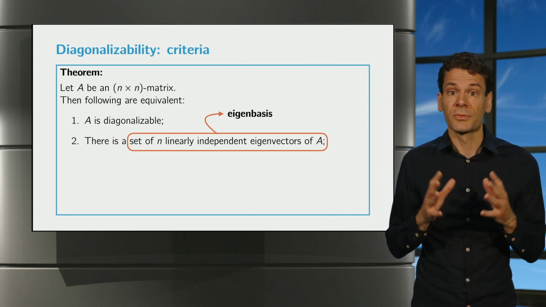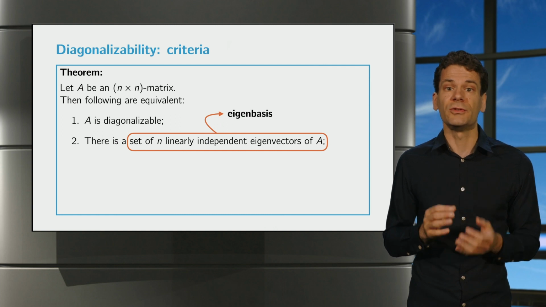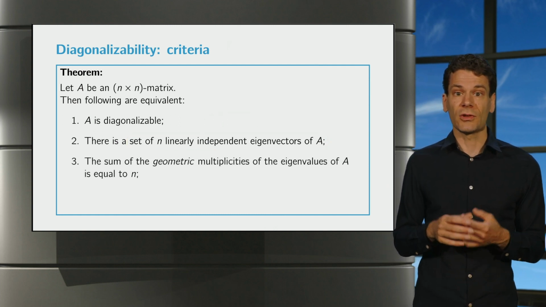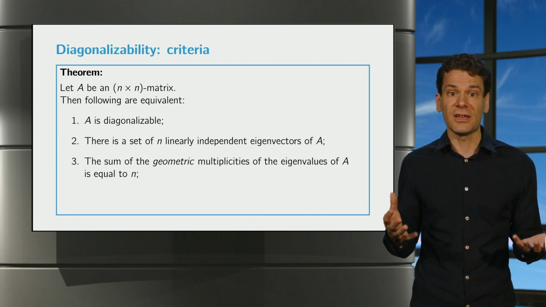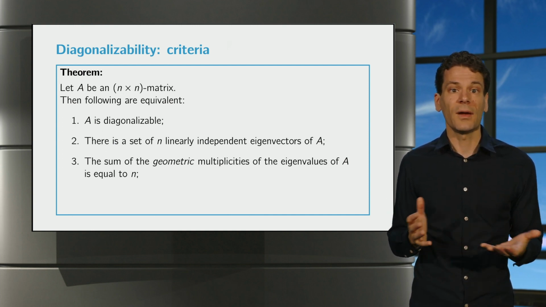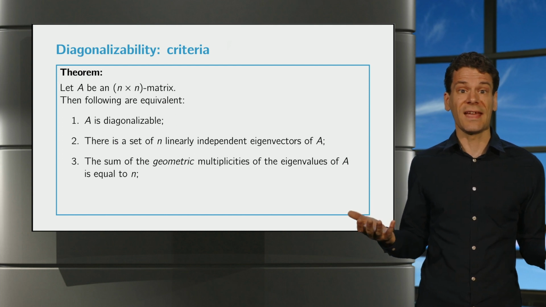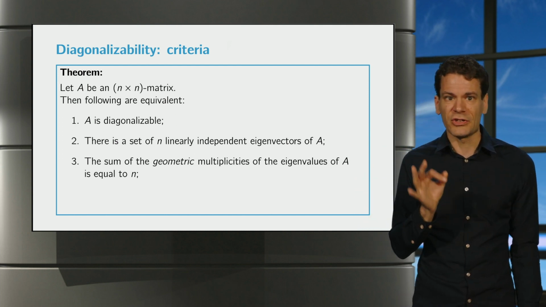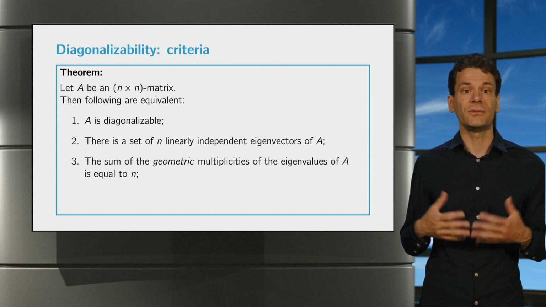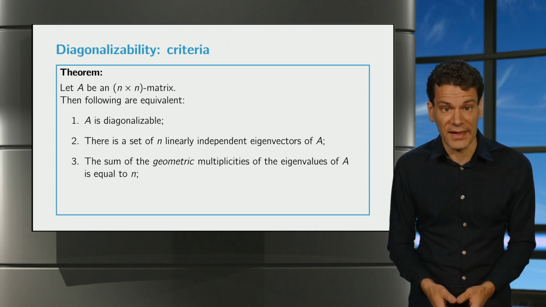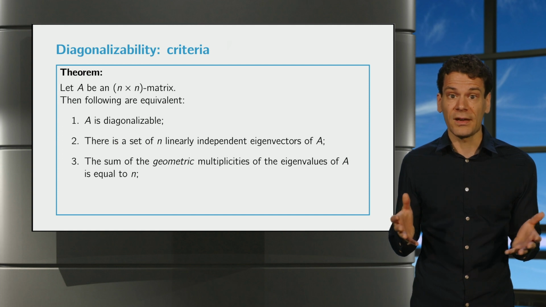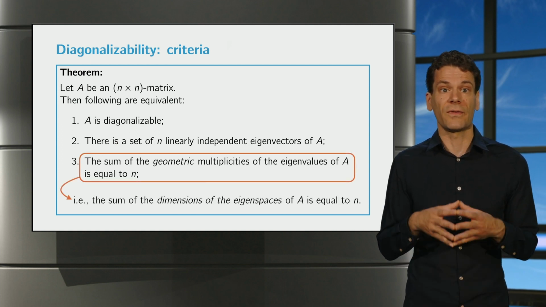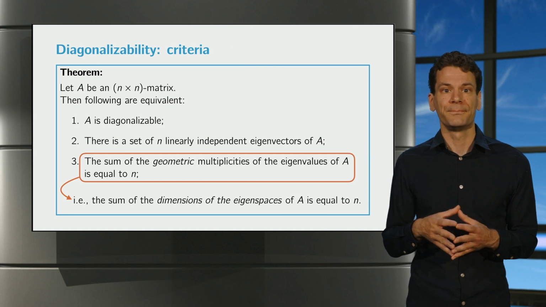First of all, the two statements given are equivalent to the following. 3. The sum of the geometric multiplicities of the eigenvalues of A is equal to n. You may wonder how the multiplicities come into the game. Let me explain. First, remember that the geometric multiplicity of an eigenvalue is the dimension of the eigenspace. So statement 3 comes down to saying that the sum of the dimensions of the eigenspaces of A equals n.